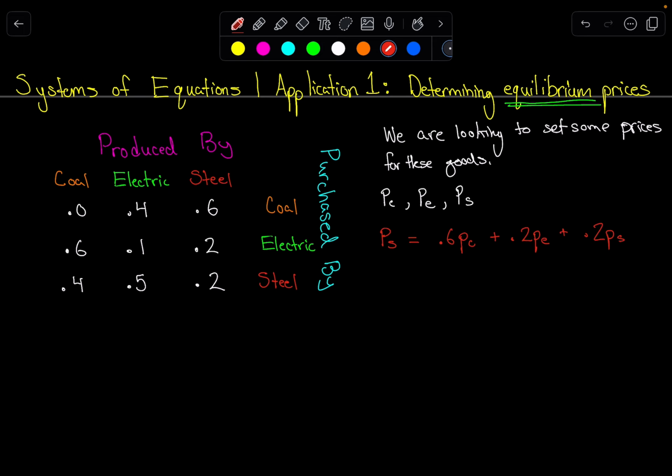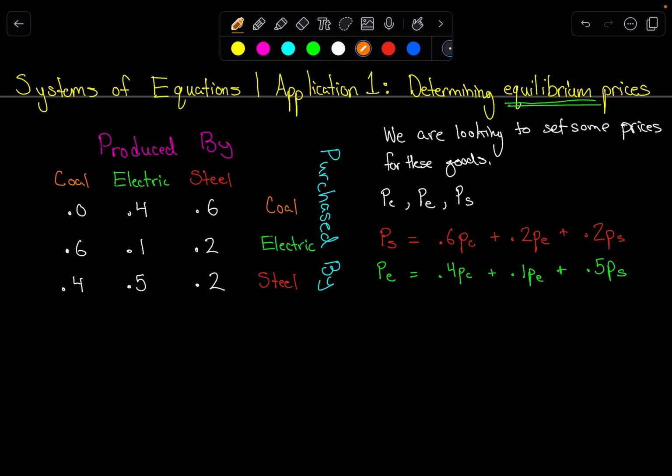And what we can do is we can do this for all three of them. So we could say, okay, if we're talking about balance, whatever price I'm going to set for my electricity needs to balance out what's coming in as income on the other side. So if I do this, then the electricity company is giving 40% of their goods to the coal company. They are taking only 10% for themselves. And then 50% is getting consumed by the steel company, like so.